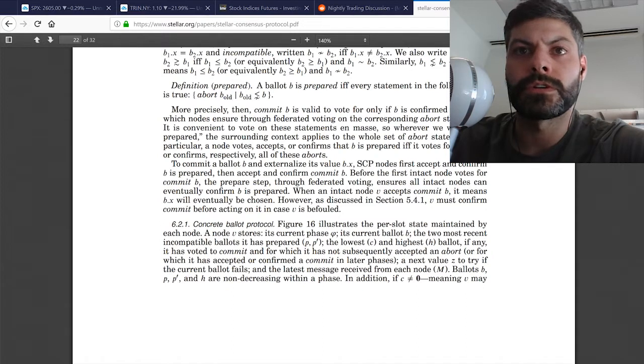A node V stores its current phase phi, its current ballot B, the two most recent incompatible ballots it has prepared, P and P prime, the lowest C and the highest H ballot, if any, it has voted to commit, and for which it has not subsequently accepted an abort, or for which it has accepted or confirmed a commit in later phases. A next value Z to try if the current ballot fails, and the latest message received from each node, M. Ballots B, P, P prime, and H are non-decreasing within a phase.